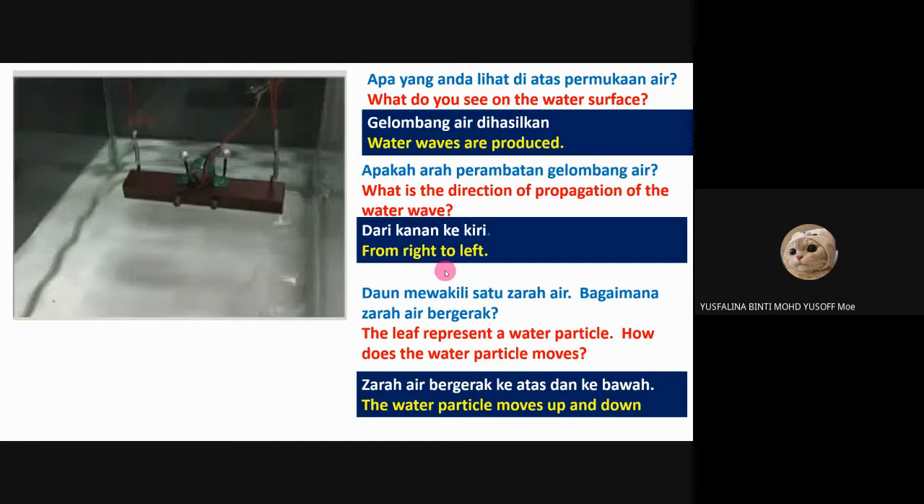So far, are you clear about the wave? Anything you want to ask? Remember, only the energy is transferred. You can see the leaf does not move. It only moves up and down, right? But it doesn't move along with the direction of propagation of the wave. So what we can see here is they only transfer energy. The position of the wave particle is still the same, right?